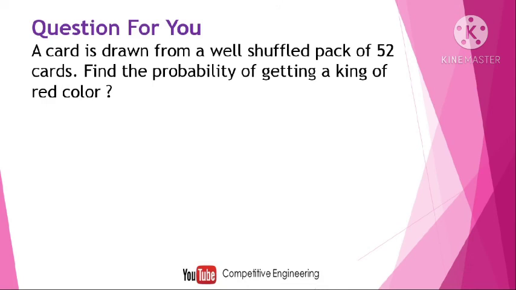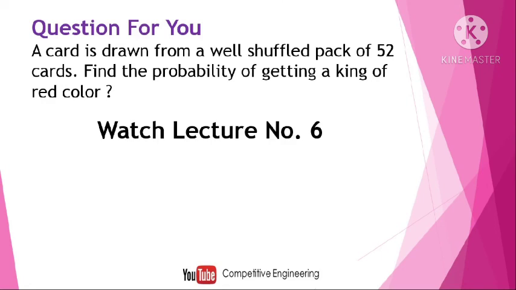It is a simple basic equation of probability: number of chances of getting a king of red color divided by total number of chances. If you can solve this problem, comment your answer in the comment box. Anyway, I am going to explain the probability problems of cards in coming lectures in detail for your easy understanding.